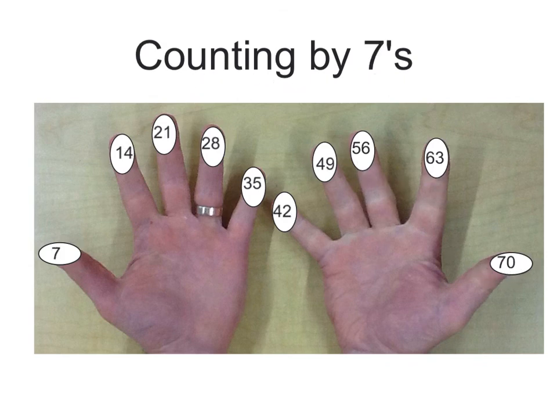Counting by sevens. Here we go. 7, 14, 21, 28, 35, 42, 49, 56, 63, 70.